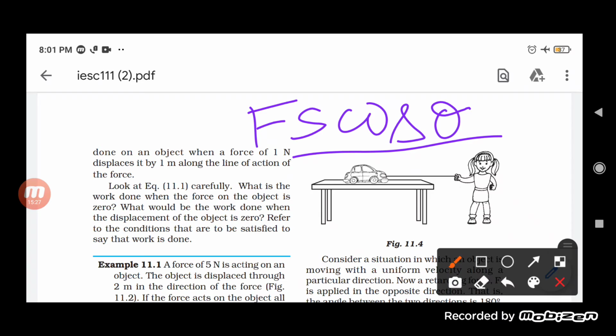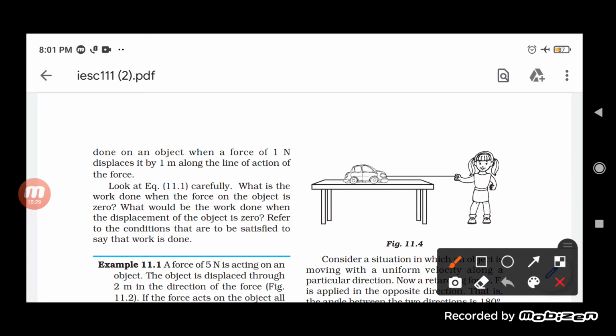So see here, W = Fs cos theta. Now suppose the object is moving in this direction and the force is also applied in this direction. So this was the force and this was the displacement. Now what will be the angle between these two? You will say the angle between these two will be 0.